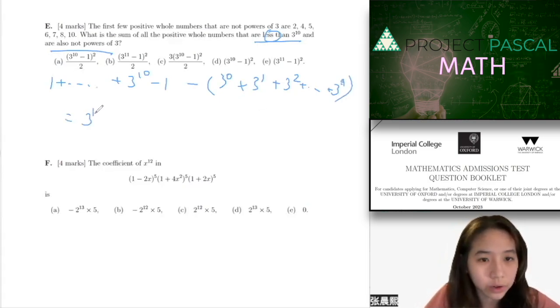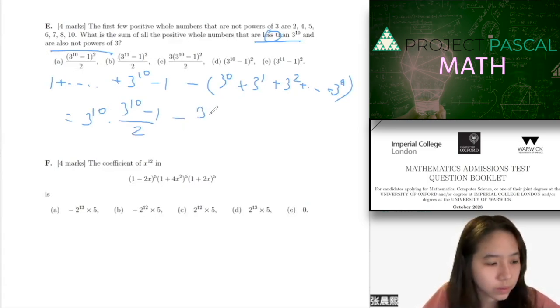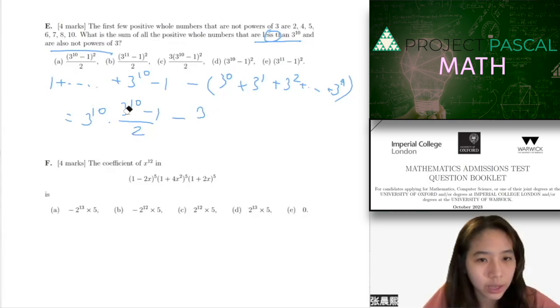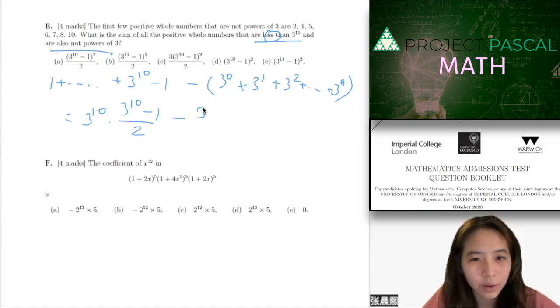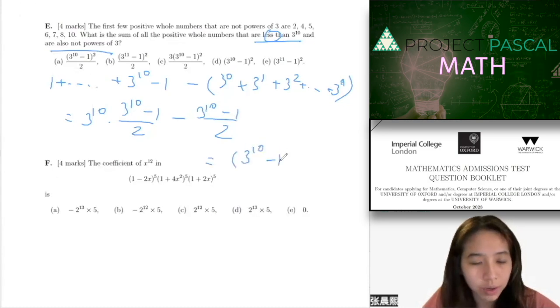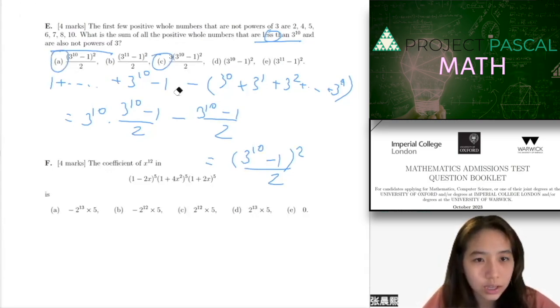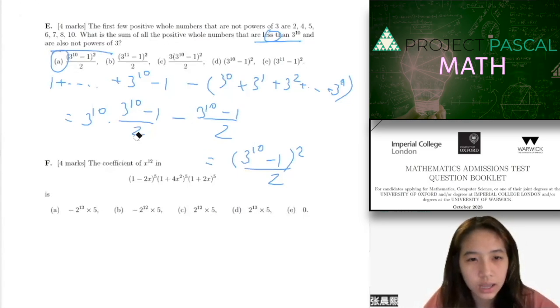Okay, so that will be 3 to the power of 10 times 3 to the power of 10 minus 1 divided by 2 minus 3 to the power of, oh no, 3 to the power of 10, 3 to the power of, well, this is confusing. 3 to the power of 10 minus 1 divided by 2, and so the answer is 3 to the power of 10 minus 1 squared divided by 2, so the answer is C. No, the answer is A. The answer is A.